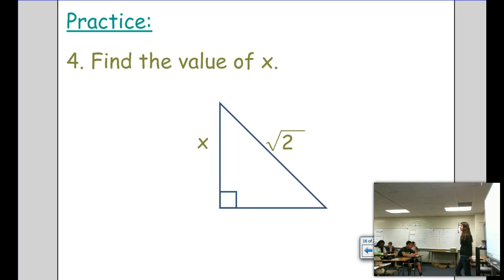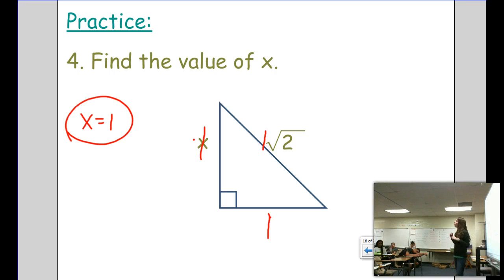Omar, what'd you get? What's x? 1, yeah. 1 root 2. Do you agree that when I put a radical down, there's always an imaginary 1 in front of it? So this is 1 root 2. X is 1, because there's a 1 in front of that root 2, sitting there, invisible.